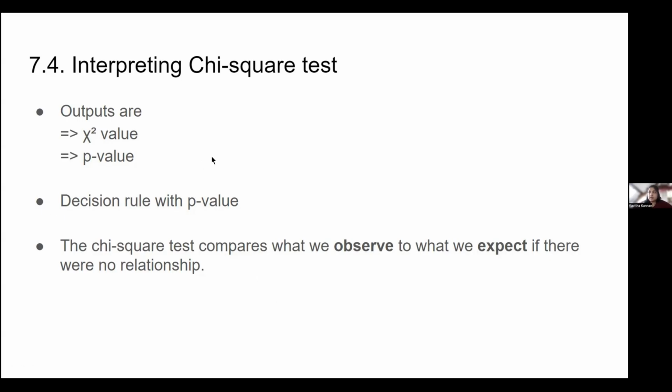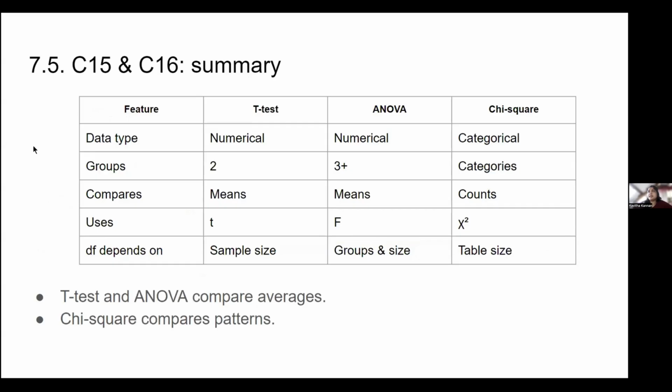Hey, if there are no further questions, let's look at an overall summary of the t-test, the ANOVA, and the chi-square, which we just went over today. If your data type is numerical, you use either the t-test or the ANOVA. If it is categorical, you go for the chi-square test.